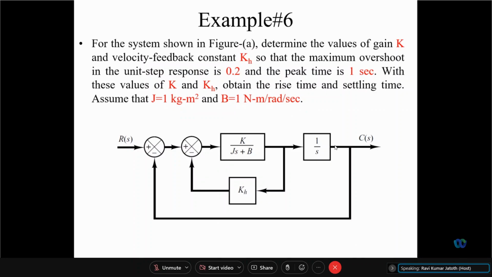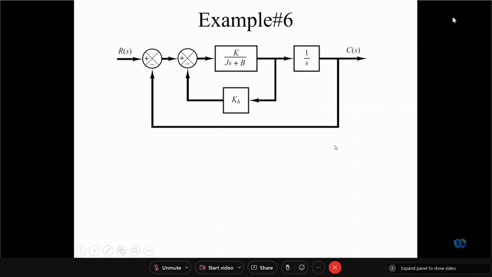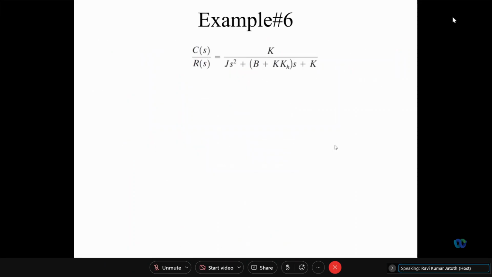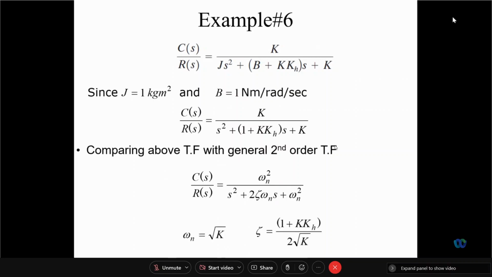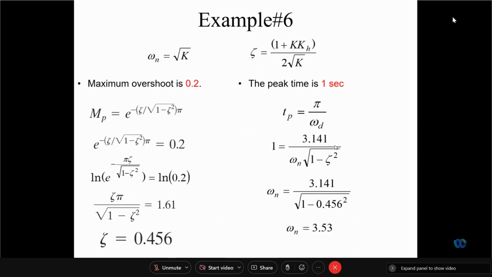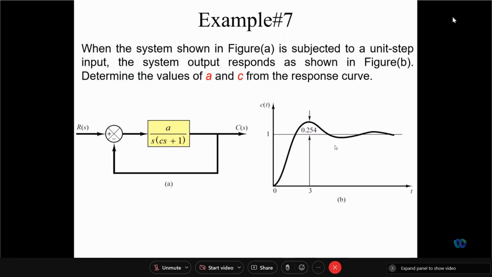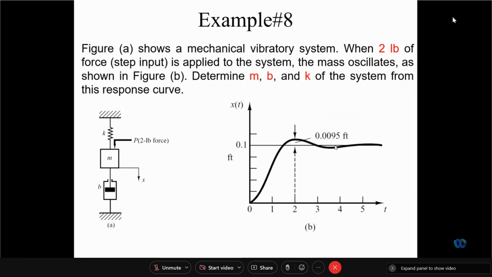So this is what is given. For the system shown in the figure, determine the value of K, the velocity feedback constant, so that I need to cover the settling time response parameters too. Yeah, so this kind of problem would be asked.